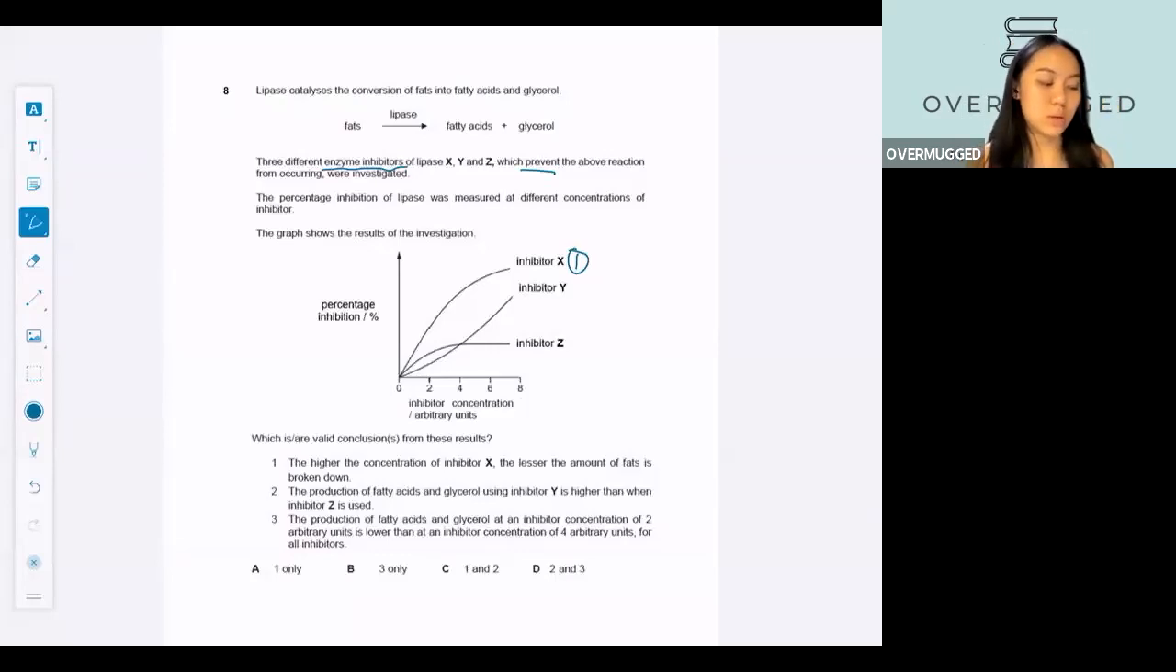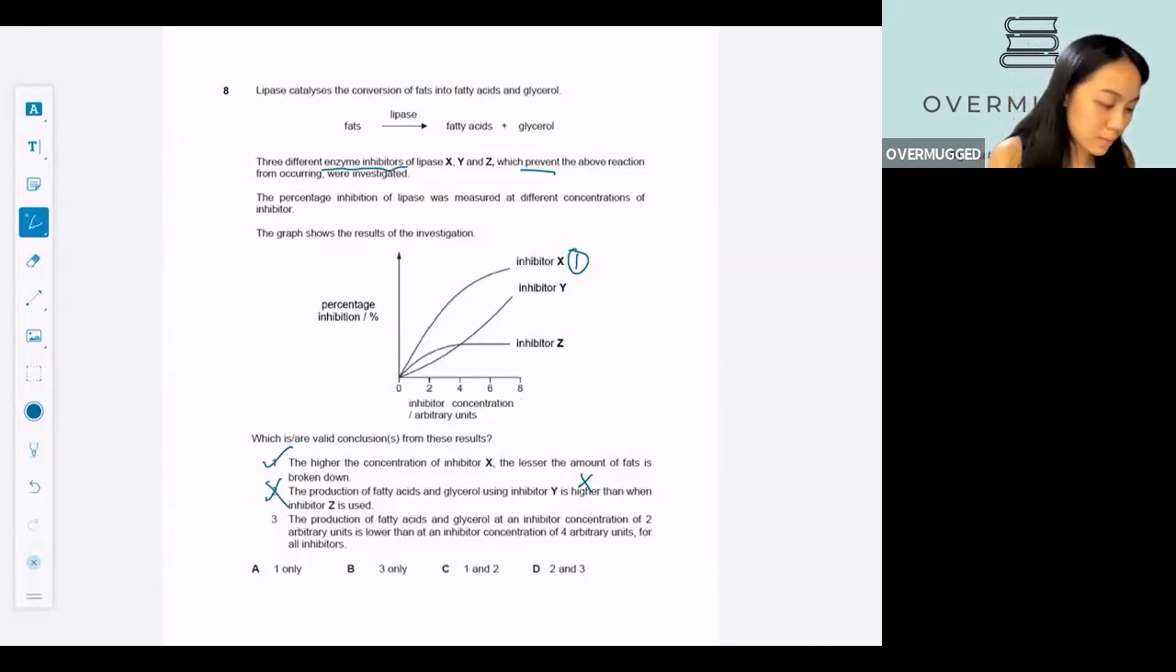Let's look at the 3 points given here. The higher the concentration of inhibitor X, the lesser the amount of fat is broken down. This is correct, because as the concentration of inhibitor X increases, the percentage inhibition increases, which means less fat is being digested. The second: the production of fatty acid and glycerol using inhibitor Y is higher than when inhibitor Z is used. Fatty acid and glycerol are your products. Because inhibitor Y has a higher percentage inhibition, the production cannot be higher. So this is wrong.